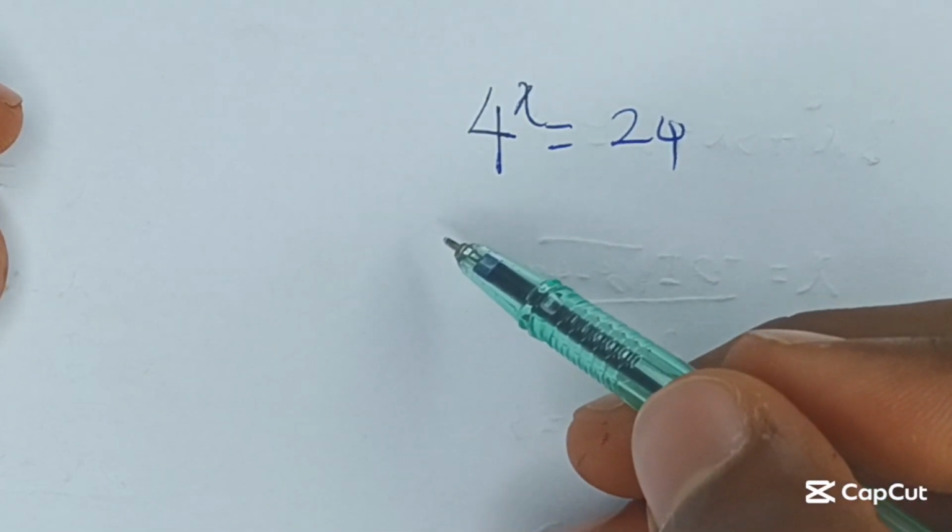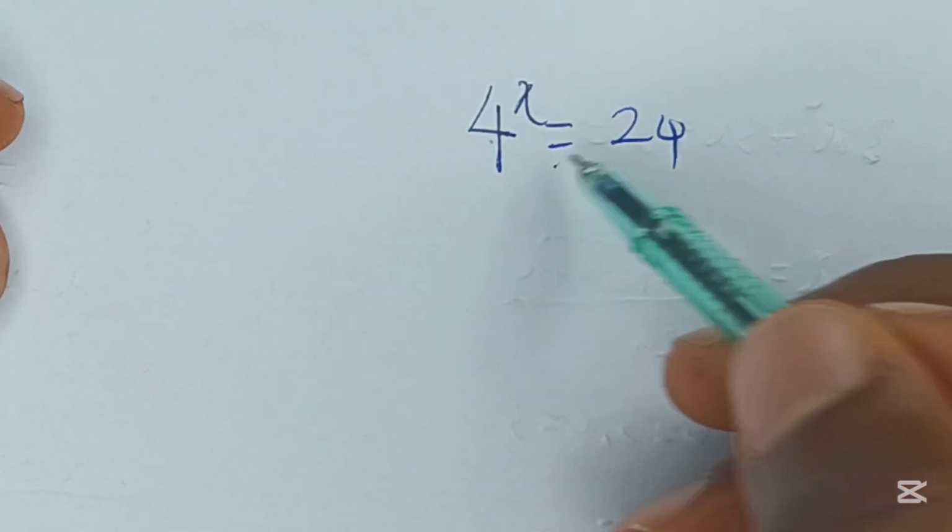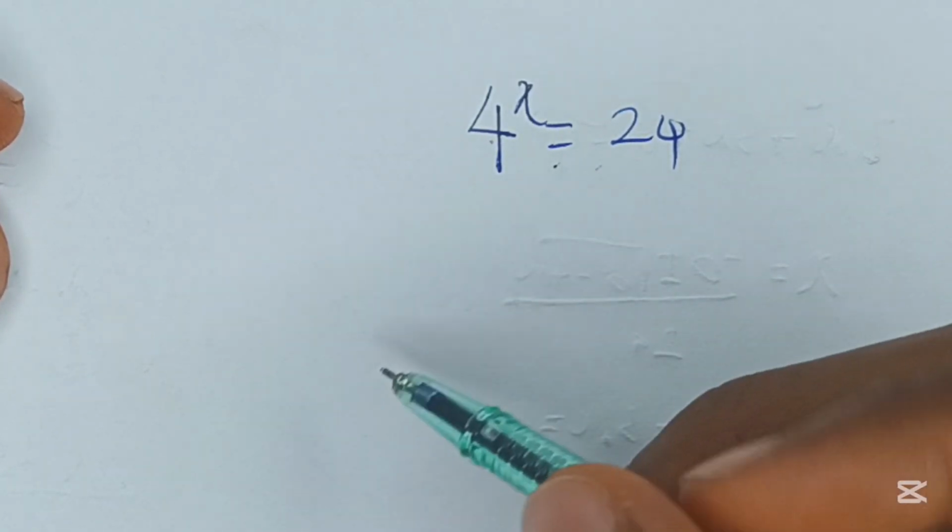Let's solve this Olympiad equation together. It says 4 to the power of x is equal to 24. How do we solve for x?